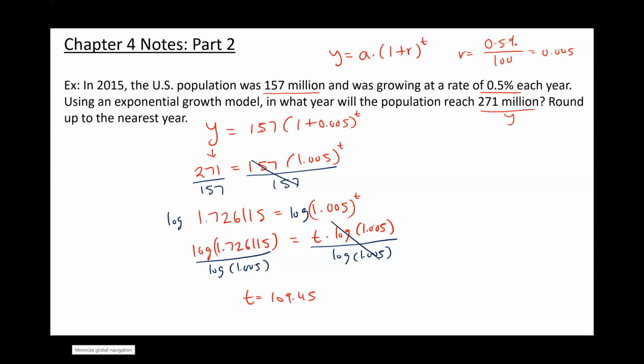But that wasn't the question. The question was, in what year will the population reach 271? Now, our base year is 2015. This is where we start our initial value. After this, 109.45 years have to pass. So I'm going to add 109.45 to this. If I add that, I'm going to get 2124.45.